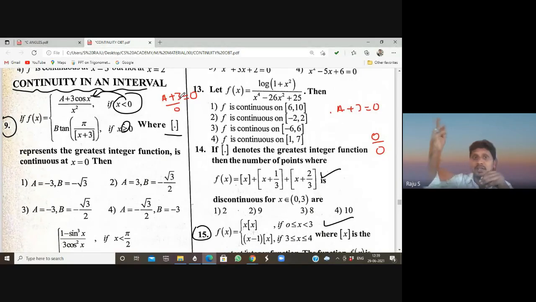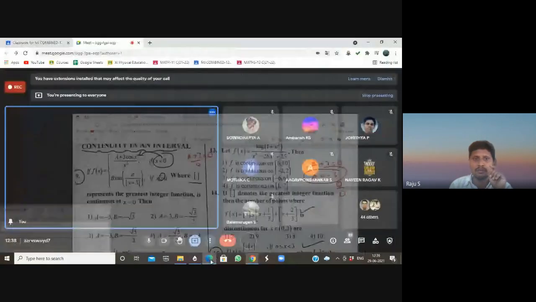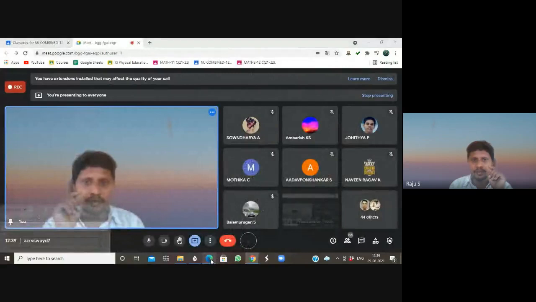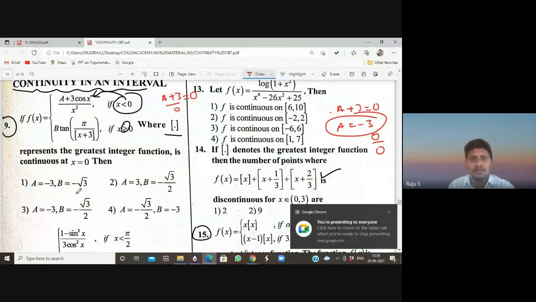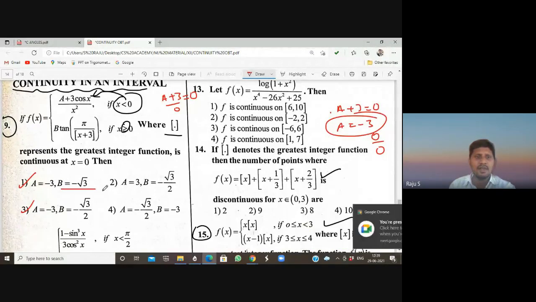Something by 0 is infinity, and continuity needs a finite value. So a plus 3 must also be 0. From that, a is equal to minus 3. We got one value, a is equal to minus 3. Students, a is equal to minus 3 is in the first option as well as the second option. Let's find the b value.